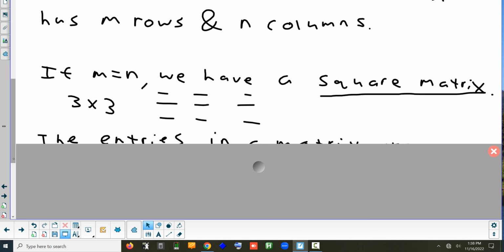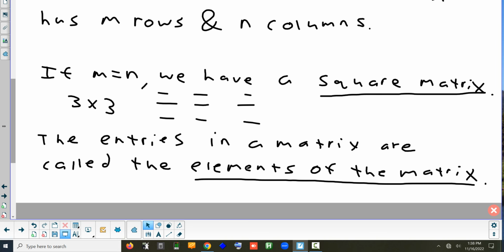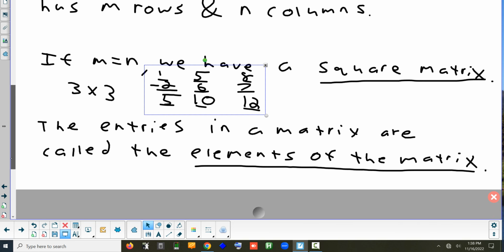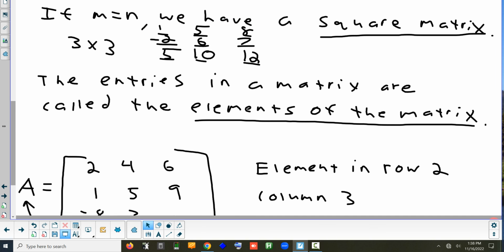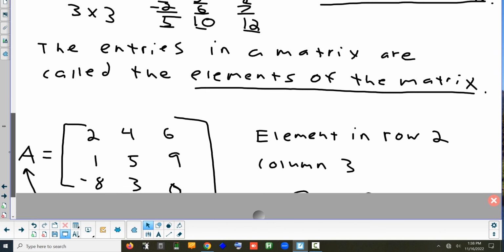We're gonna work with some square matrices when we do some stuff. Each number in the matrix is called an element. So I just make up some numbers. And I said to you, what is the element in row 3, column 2? You would say 10. Element just means the thing in that spot. Okay, so row 3, column 2 is 10. Oh, here's another example right here.